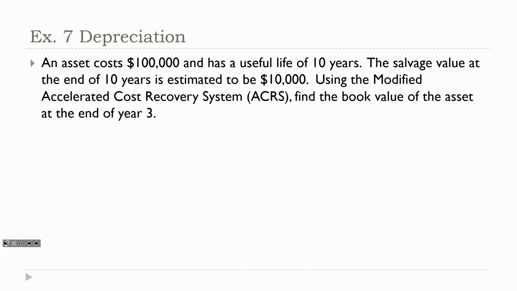This one, the same asset, 100,000, but it has a useful life of 10 years. Salvage value at the end of 10 years is estimated to be 10,000. Using the MACRS, find the book value of the asset at the end of year 3. You can set up a table if you want to, but I think we can figure it out without the table. The book value in year 3, so we still have the 100,000, and the total amount that will be depreciated by year 3 is equal to what?